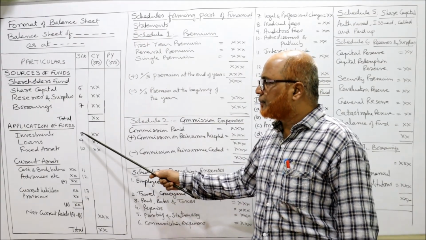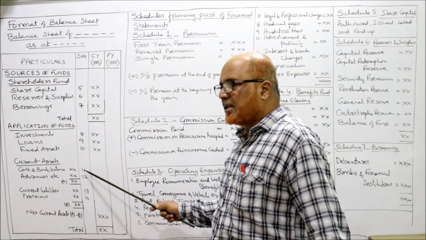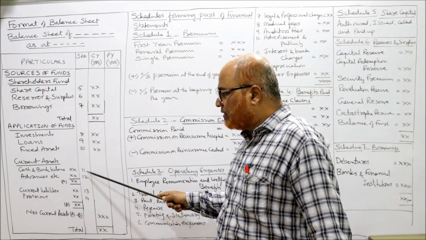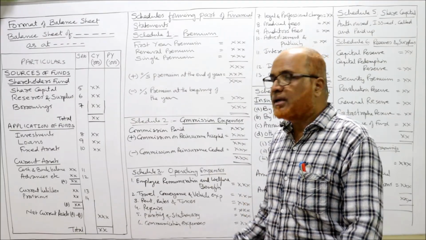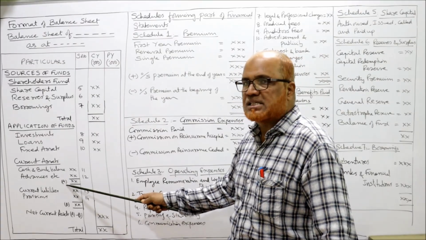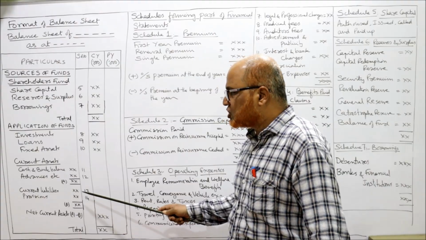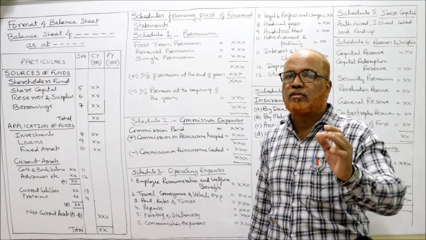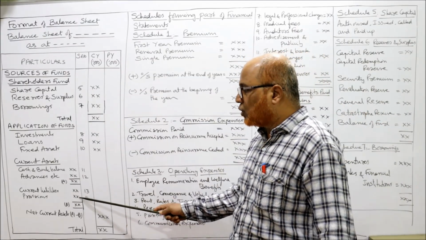Then 11 and 12 are current assets. Under current assets, cash and bank balance is the 11th schedule, advances etc. is the 12th schedule. But take the totals of the 11th and 12th schedules not in the outer column but in the inner column, as the total of current assets, subtotal A. Then current liabilities 13th schedule, provisions 14th schedule. Again, the amounts of the 13th and 14th schedules will not be taken directly in the outer column. They will be taken in the inner column, subtotal B.